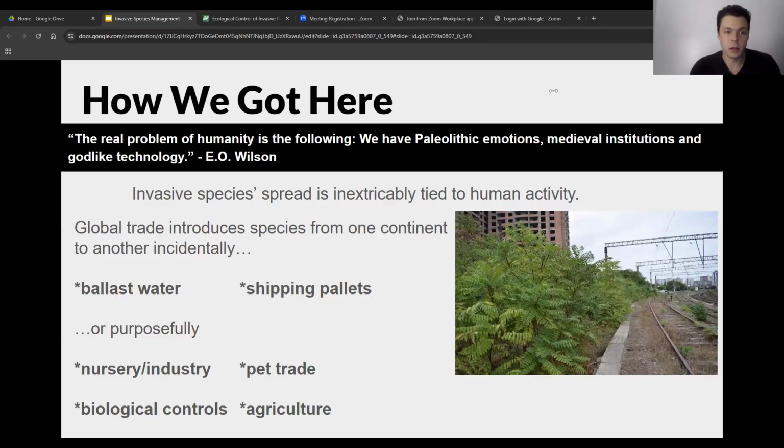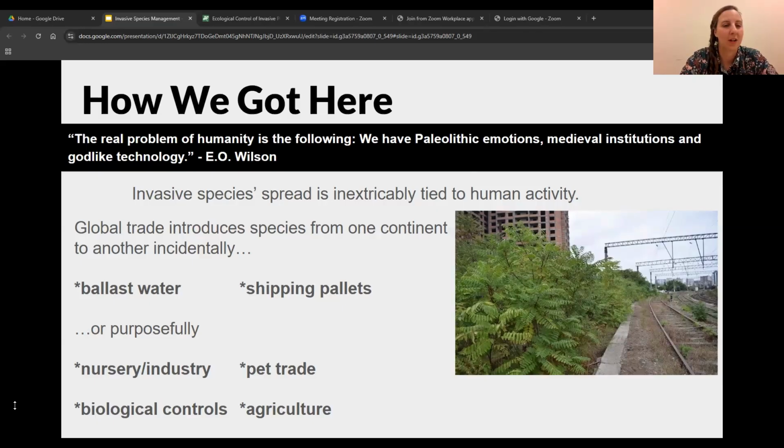And of course, agriculture and the nursery industry. The nursery and horticultural industries in this country are responsible for almost all of our worst offending invasive plants that were originally sold as ornamentals. And that's probably going to be almost all of the ones that we talk about today. So you can go to the next slide, please.